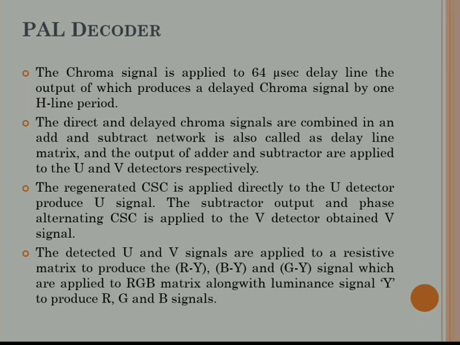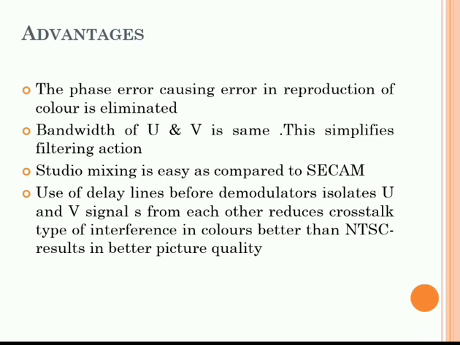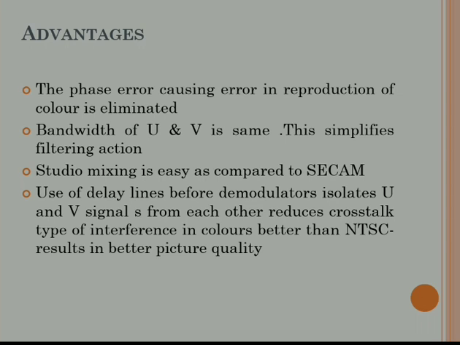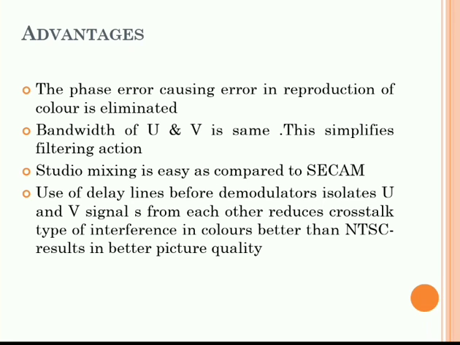Now let us see the next point, advantages. What are the advantages of this PAL system? The phase error causing error in reproduction of color is eliminated here. The bandwidth of U and V is the same. Whatever U and V signals we are using have the same bandwidth, because going through the transmitter and receiver blocks, the U and V signals are passed simultaneously. We have these two signals simultaneously, so their bandwidth is the same.